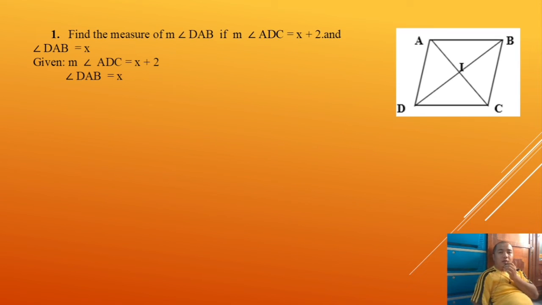Okay, let us now do some problem solving involving parallelograms, trapezoids, and kites. Number 1: find the measure of angle DAB if angle ADC is equal to x plus 2 and angle DAB is x. So what is x, and what is the measure of angle DAB?